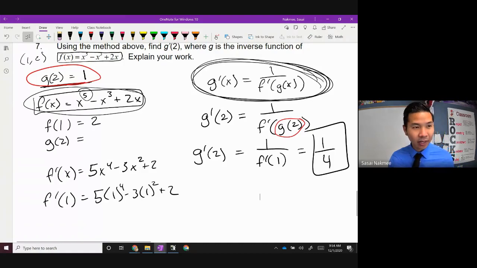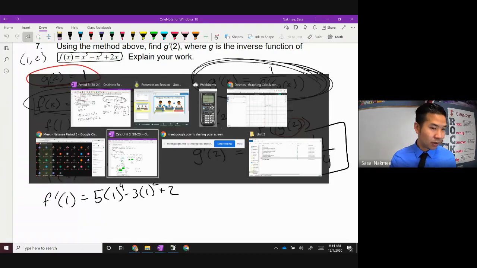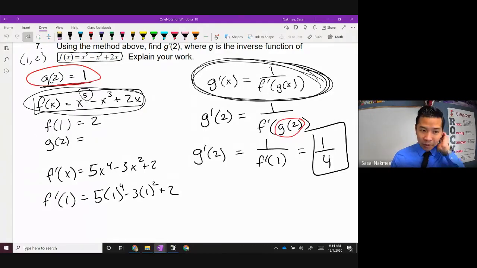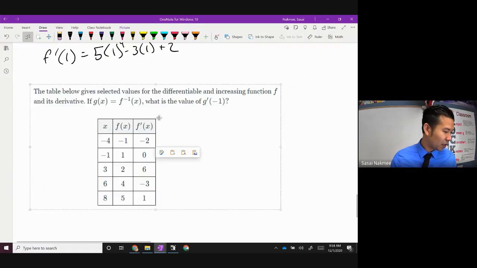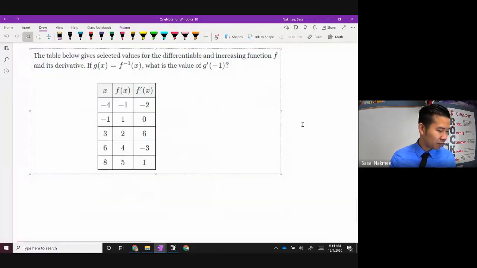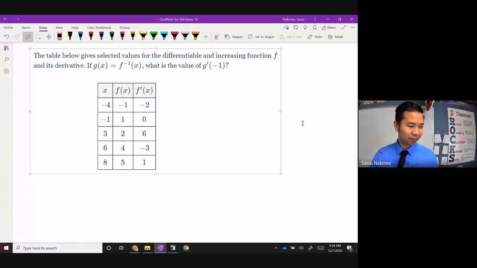All right, that's enough of that for the inverses of functions. Let's go ahead and move on to our last couple of topics. Oh, wait, no, I lied. I have to do a table real quick. So one more example of this before we go on. Take a look at finding these derivatives using tables. Good old tables.